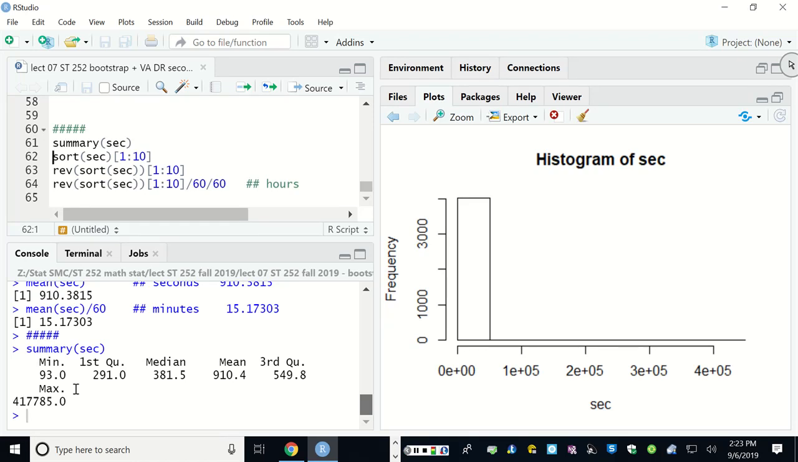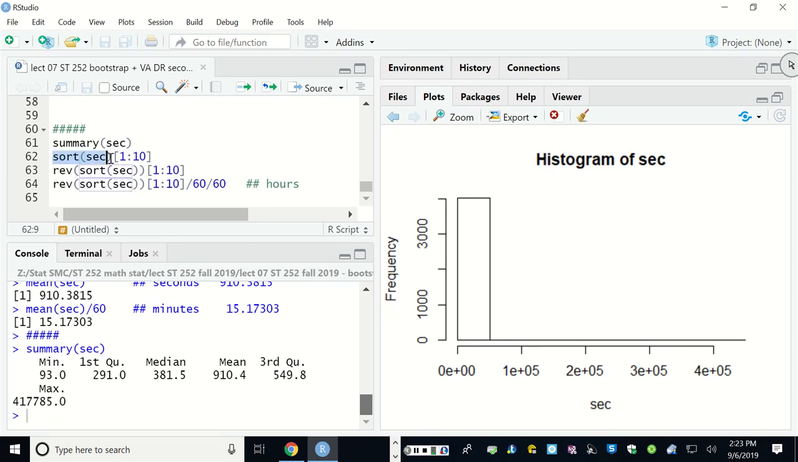Maximum? The maximum was like 417,000 seconds, right? So somebody logged in, started the online survey, and a couple of days later came back and turned off the computer or something, right? Just submitted. Right? So that's real data.